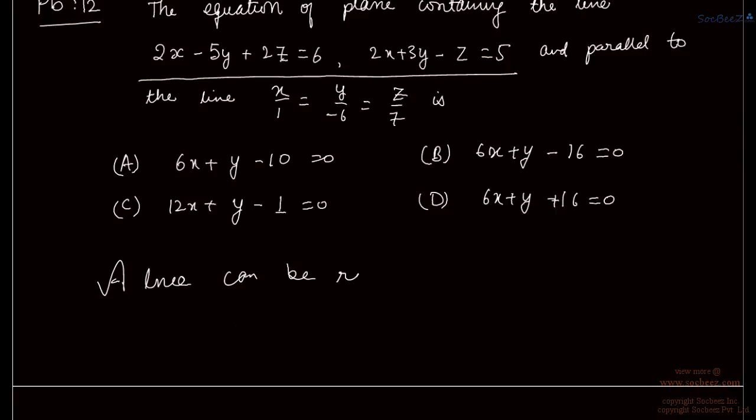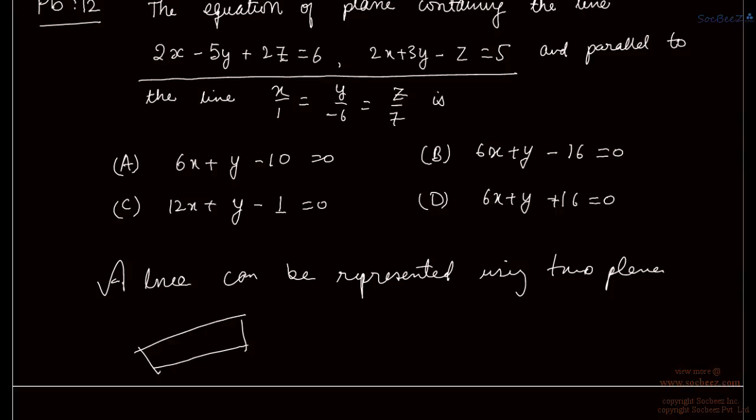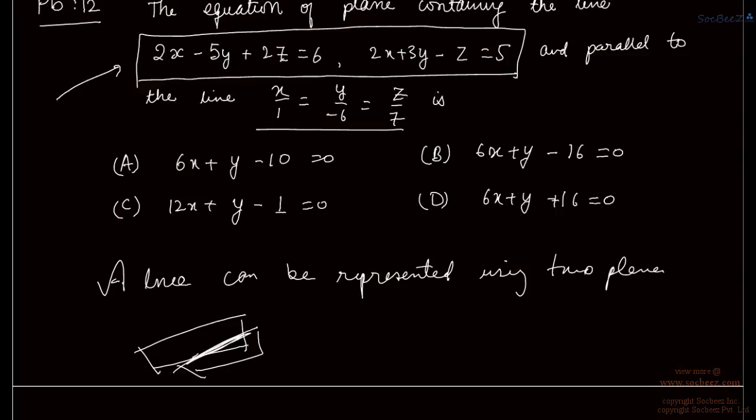A line can be represented using two planes, right? Because whenever two planes intersect, they intersect at a line, right? So this is the equation of a line, okay? Because we have been given two planes, the intersection of these two planes gives a line. So this is a line of intersection of these two planes. So we have one line here and another line here.